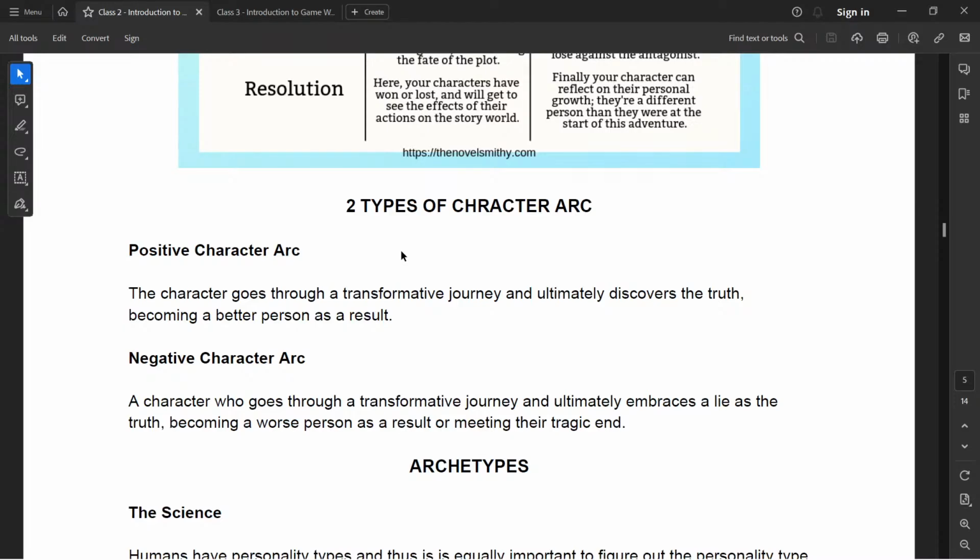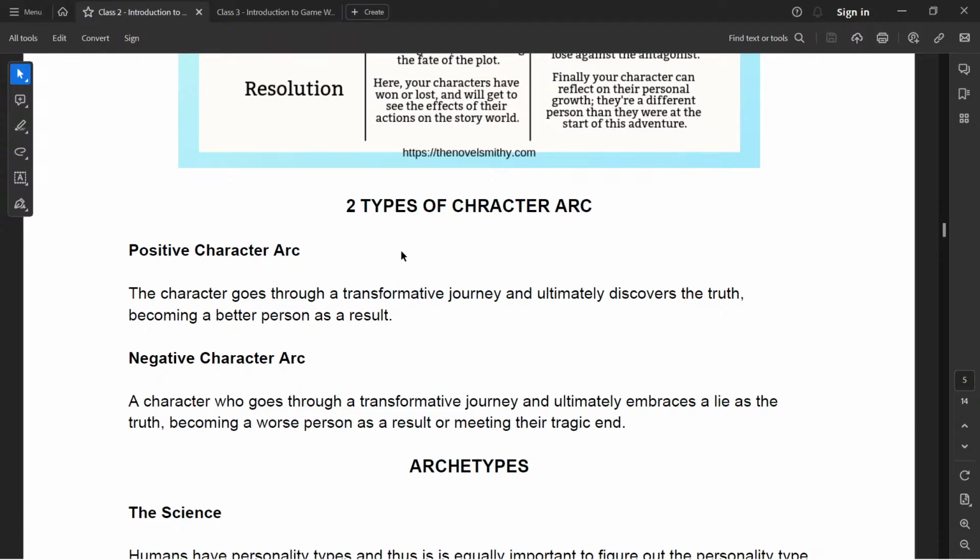But now I'll be moving forward to the next part: the two types of character arcs. There are basically two types, one a positive character arc and one a negative character arc. A positive character goes through a very rough journey, and then ultimately discovers the truth, and he becomes a better person because of that.